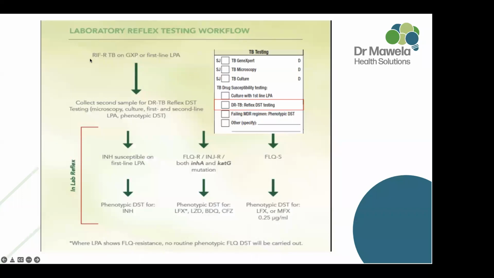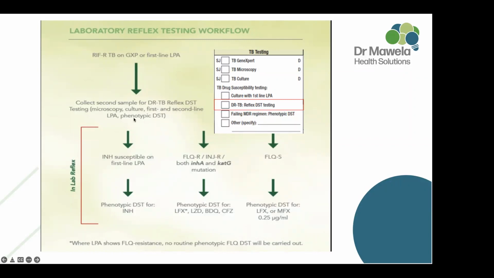So basically, most of the time, as clinicians, we stop here and refer. So once there is RIF-resistant TB on GeneXpert, we refer. But what usually happens is that once you have RIF-resistant TB, we have to collect a second sputum for what we call DRTB reflex, which is a series of tests which include microscopy, culture, DST, drug sensitivity testing for both first line and second line TB drugs.